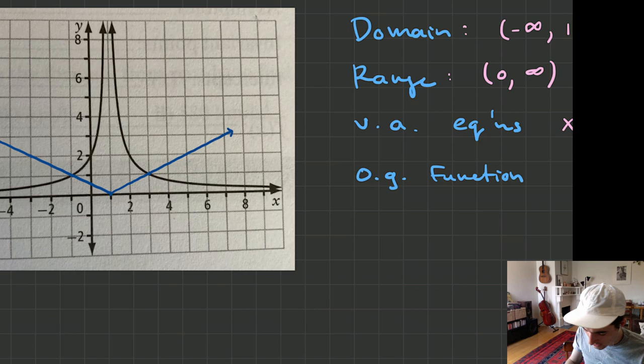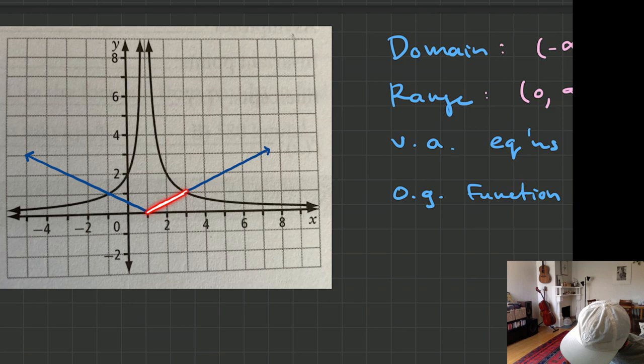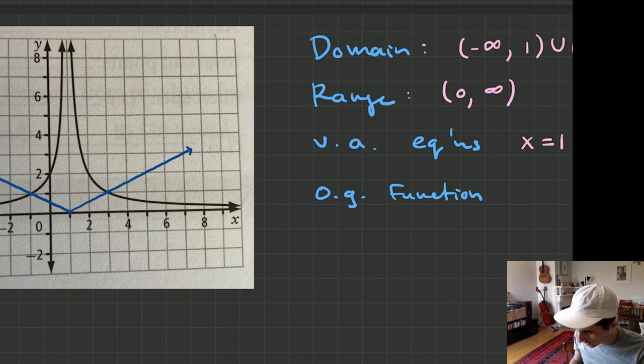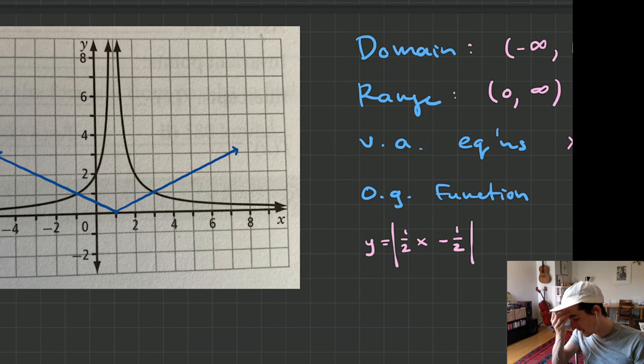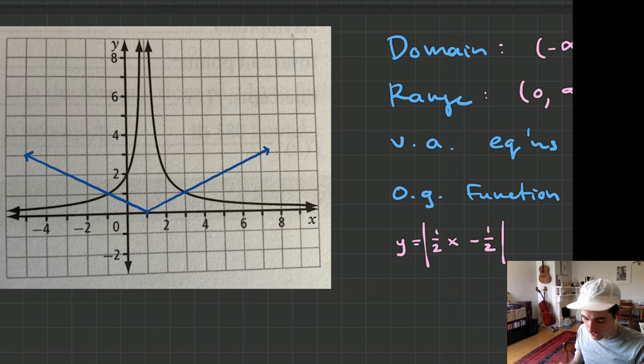Well, if we extended this function down, it looks like the slope is 1/2, and it's got a y-intercept of -1/2. So this is the function y equals 1/2 x minus 1/2. And let's take the absolute value of it. That is the equation of the original function. So that was an absolute value function. I really like that one because it forces you to use two ideas from this chapter: the idea of an absolute value function and the idea of a reciprocal.